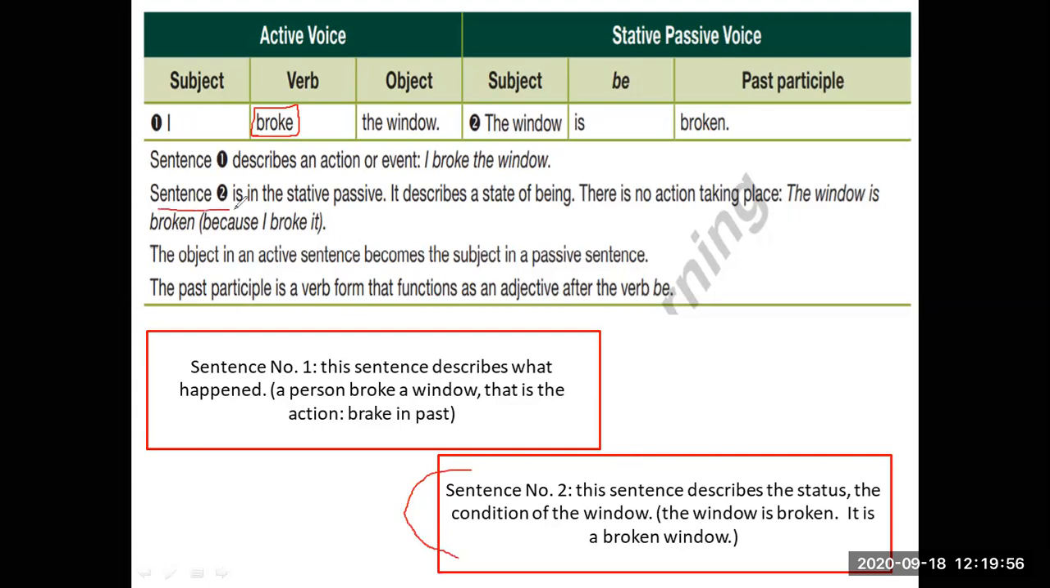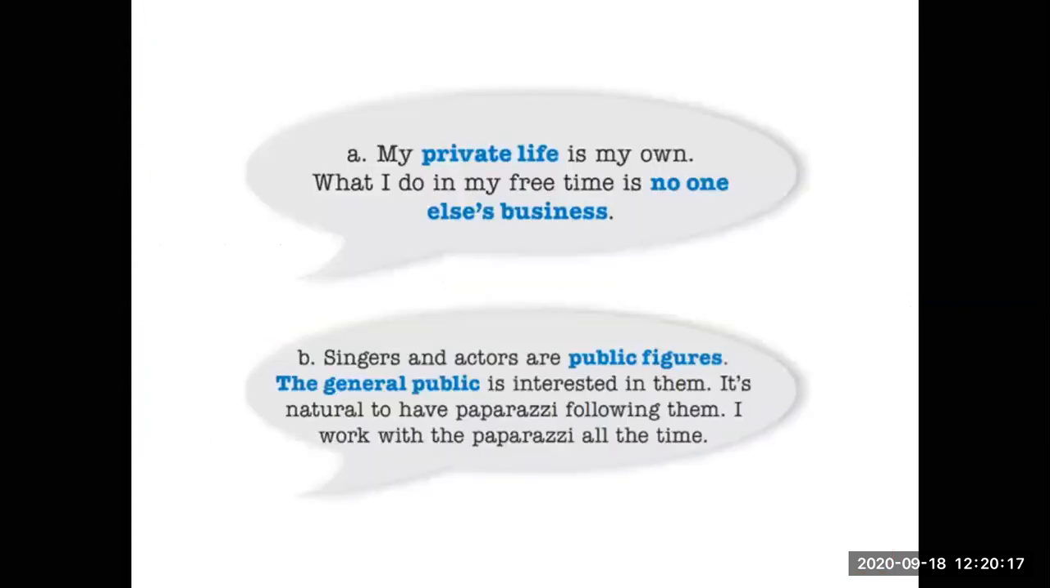So the sentence number two describes the status, the condition of the window. Remember, when we are describing something, we use adjectives. So broken is an adjective in this case. Okay, so I am going to continue with Lesson B of Unit 1.